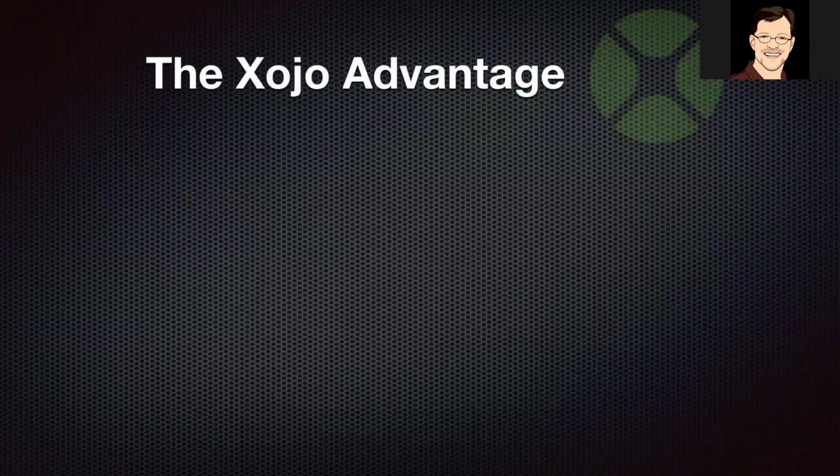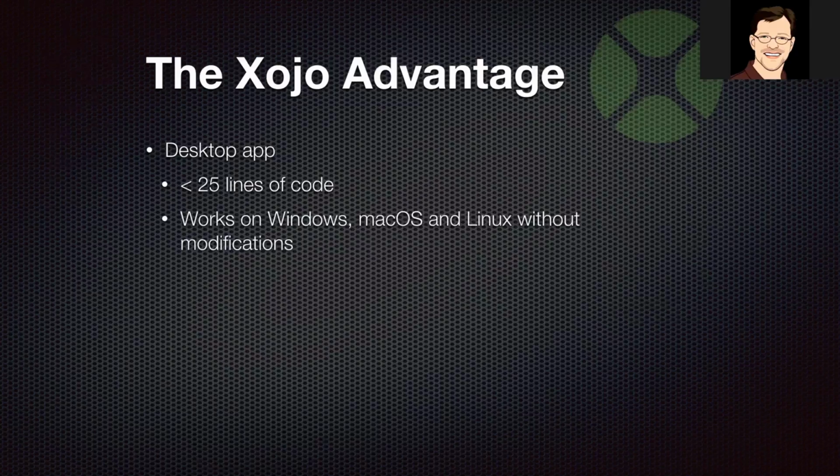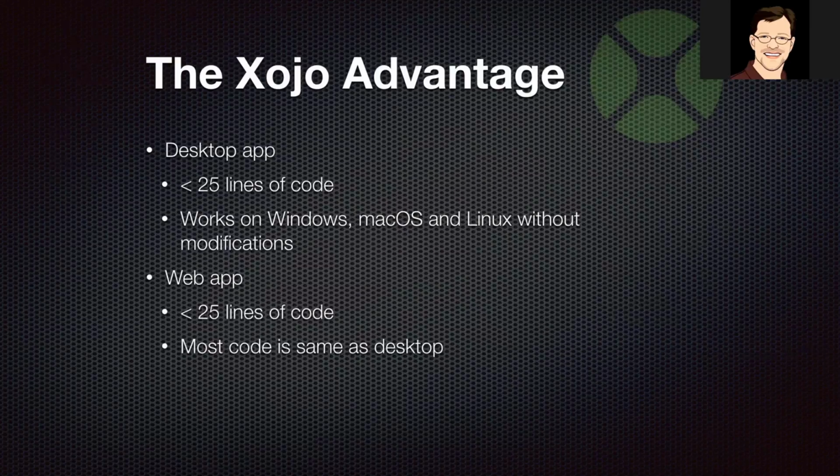So what's the Xojo advantage here? Well, the desktop app is going to have, I don't remember counting exactly, but it's about 25-ish lines of code, not counting comments and stuff. So pretty compact here. And of course, the desktop app is going to run on Windows, macOS, and Linux without any modifications at all. The web app is also about the same amount of code. And actually, most of the code is exactly the same as the desktop.